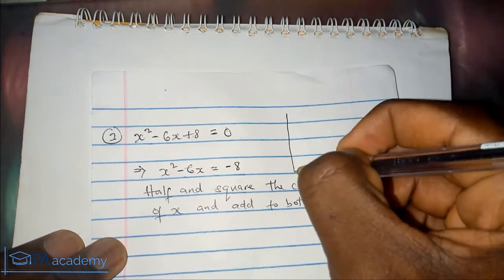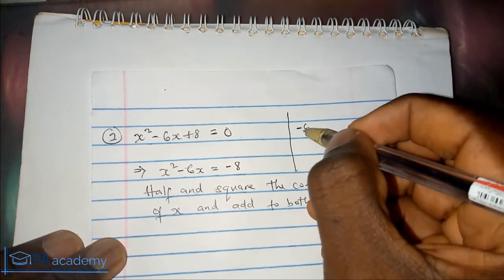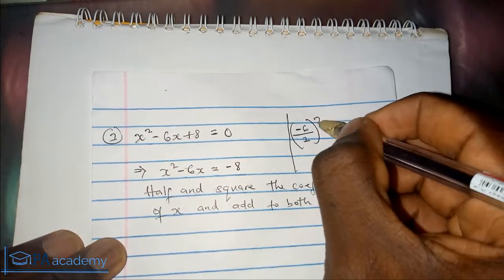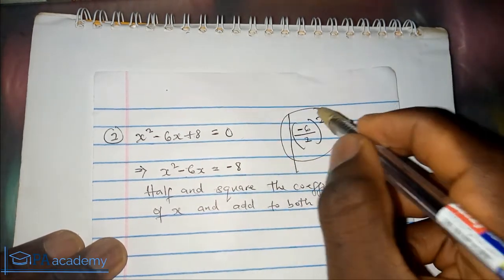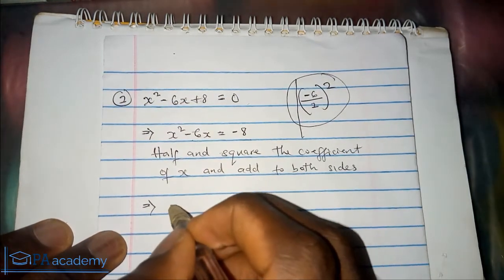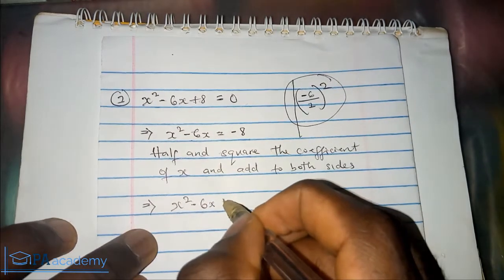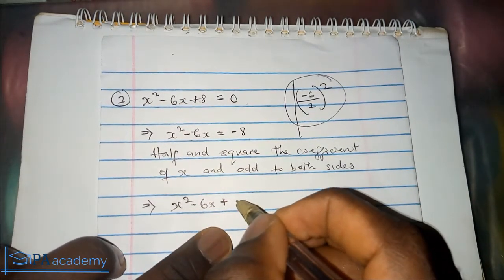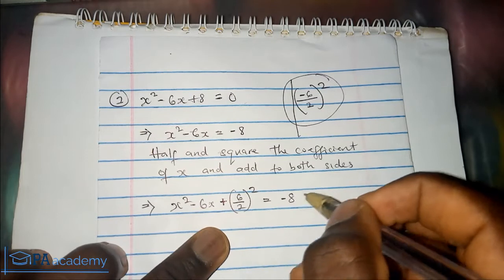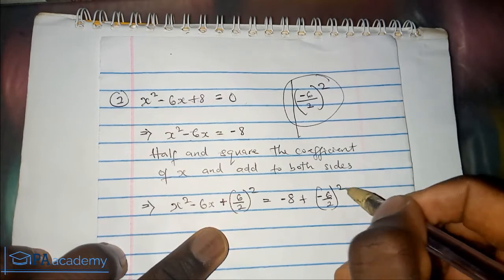So let me do that on this side. If we pick the coefficient of x, which is minus 6, for us to half it, that means we divide it by 2. That's over 2. Then to square it, bring it together and square. So we are going to add this to both sides of the equation. So that will give us x squared minus 6x plus minus 6 divided by 2 all squared equals minus 8 plus minus 6 over 2 all squared.